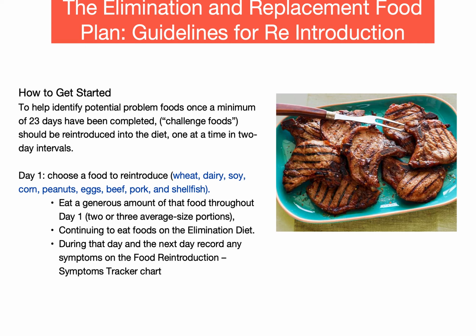So the first thing to do is get that symptom tracker out and just document what food you're adding in. And you want to make sure you're getting enough of a portion size. So you want to do usually double, 2 or 3 sizes over the normal, because you want enough of it in your system to know if you're going to have a reaction or not. And just basically track the symptoms.